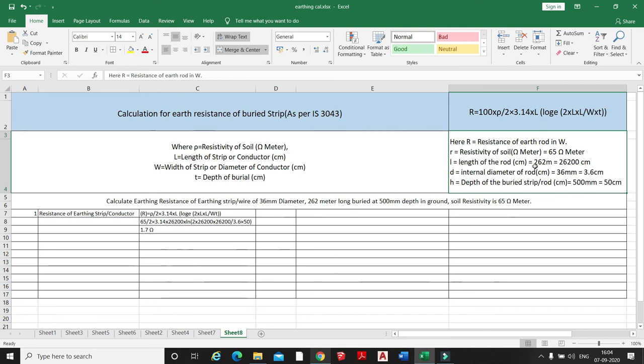And this is the formula. When you put all these values in this formula, you will get the resistance of the earth strip, which is equal to 1.7 ohm.